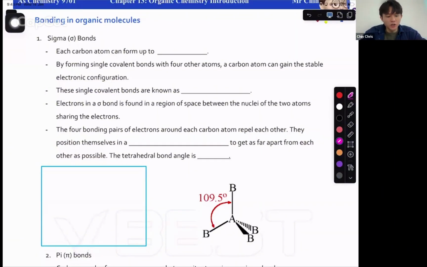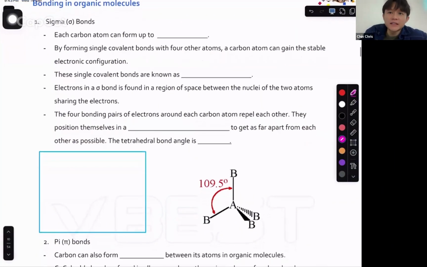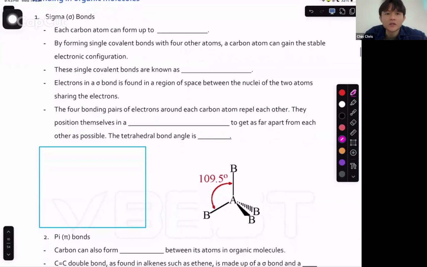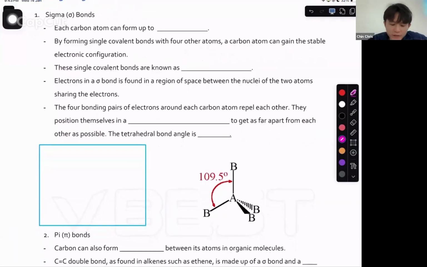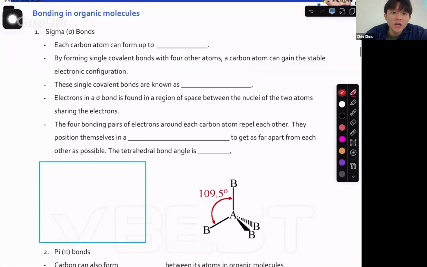Okay, guys, now let's continue. All right, now let's look at sigma and pi bond. Again, remember, sigma is a strong bond, pi bond is a weaker bond. Sigma is formed from direct overlapping, and each carbon can form up to 4 sigma bonds. Why? Because you can share 4 electrons here, do, re, mi, fa. Correct.